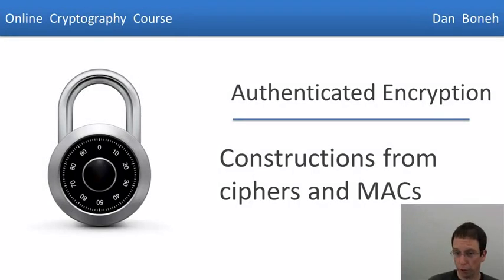In this segment, we're going to construct authenticated encryption systems. Since we already have CPA secure encryption and we have secure MACs, the natural question is whether we can combine the two somehow in order to get authenticated encryption. And that's exactly what we're going to do in this segment.